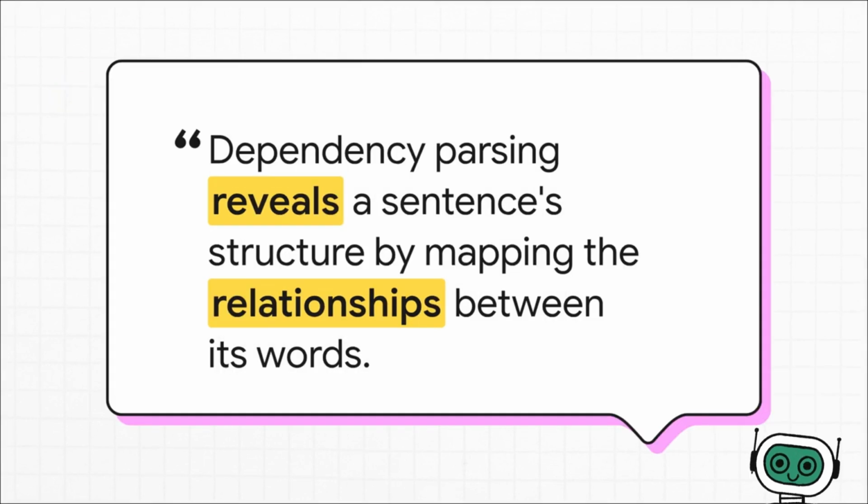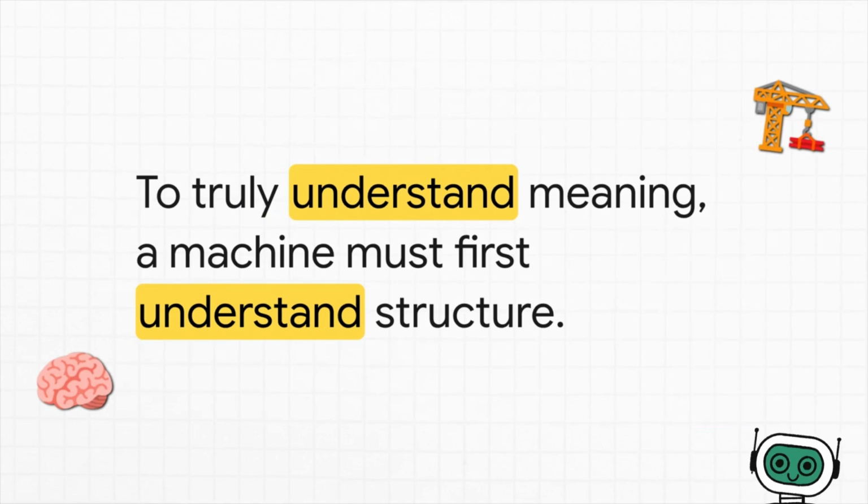So if you remember one thing, let it be this. Dependency parsing is how machines see a sentence's structure by mapping out the relationships between its words. And that leads to the big takeaway here. To truly get to the meaning of what we say, a machine first has to understand the structure. Structure comes first.